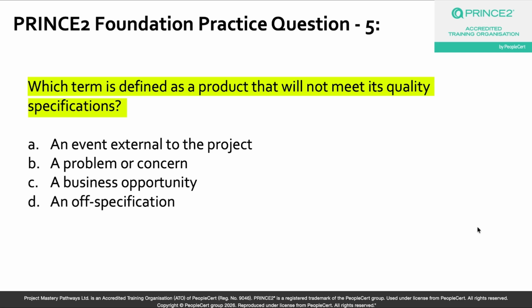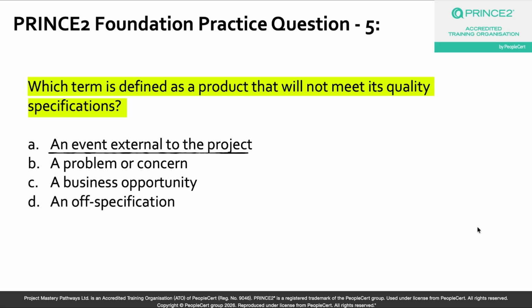Okay, so let's go through each of the options one by one and be very clear about what belongs where. Option A, an event external to the project. Well, that does not make sense at all in the context of this question, okay? So if you think about it, an event external to the project is much closer to how you would describe sort of emergent type of risk in a project, okay?